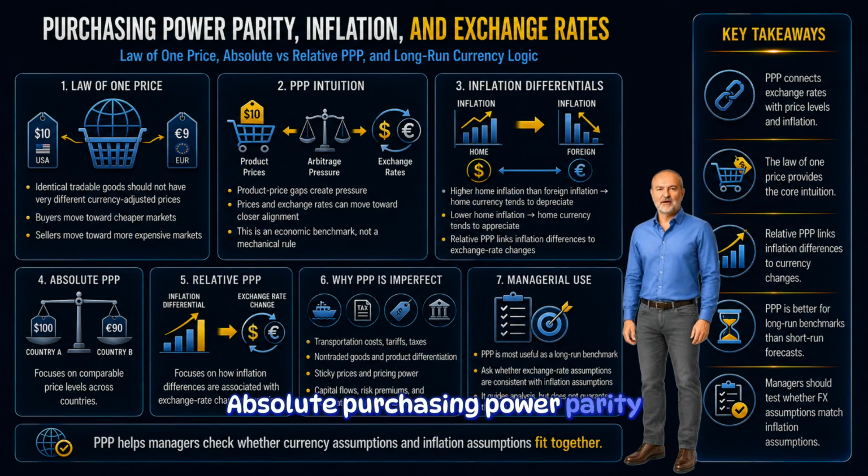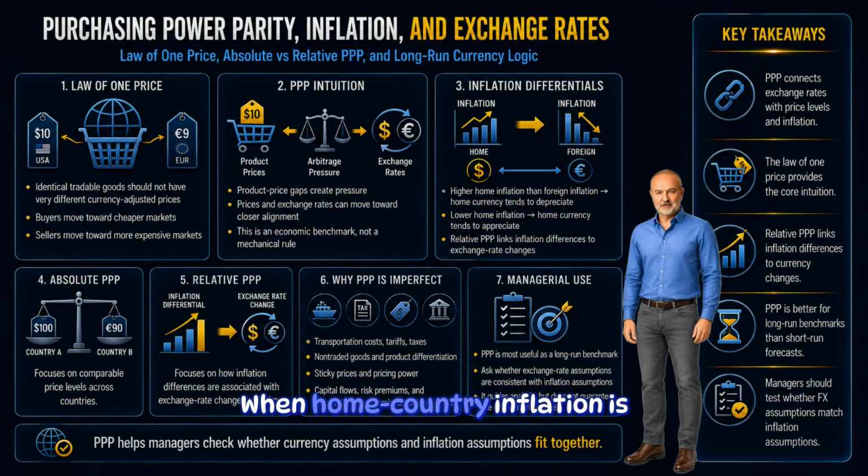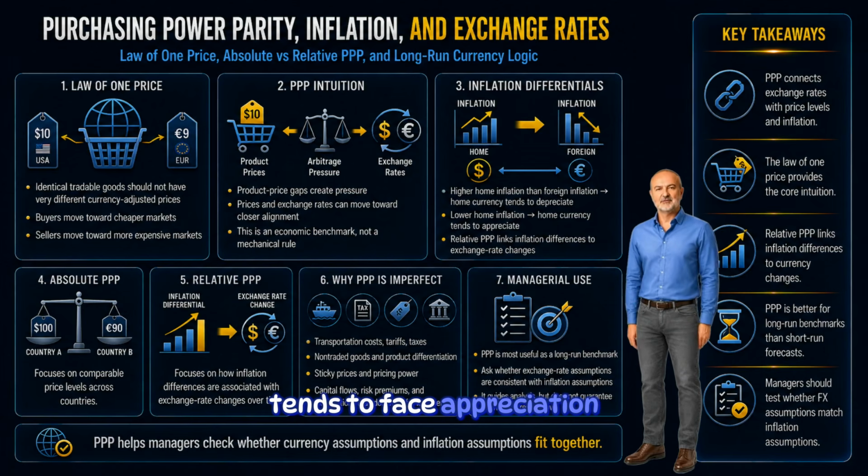Absolute purchasing power parity focuses on comparable price levels across countries. Relative purchasing power parity focuses on how inflation differences are associated with exchange rate changes. The relationship shown on the screen captures this idea. When home country inflation is persistently higher than foreign inflation, the home currency tends to face depreciation pressure. When home inflation is lower, the home currency tends to face appreciation pressure.